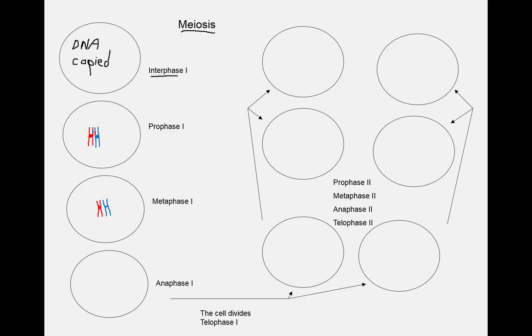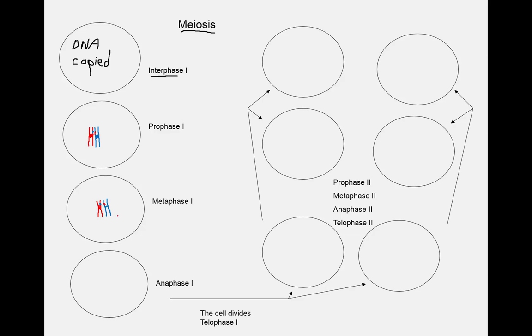And remember, some of the red now has some blue, like we drew up above. And some of the blue has some red on it due to crossing over that occurred. So that's metaphase 1. They line up in the middle.